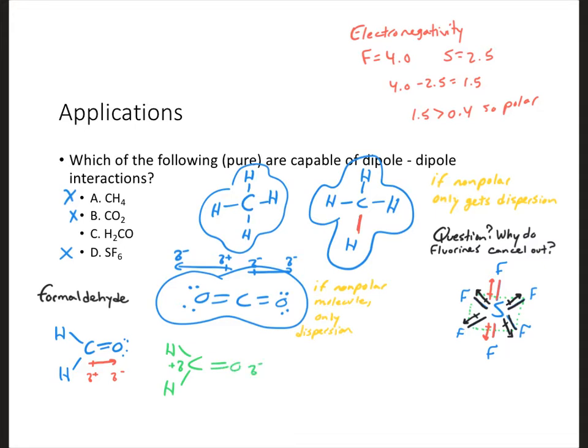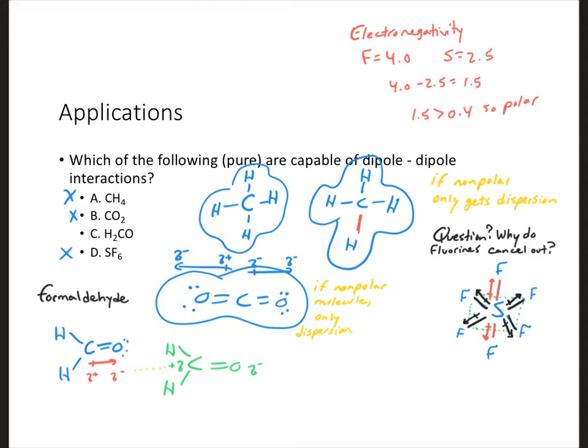We would have a dipole-dipole interaction between the partial negative and the partial positive. So the oxygen on one molecule would be slightly attracted to the carbon on another molecule because of those dipoles, because of the partial charges.